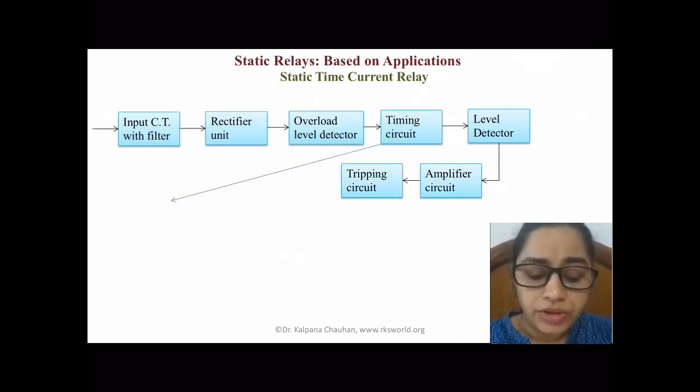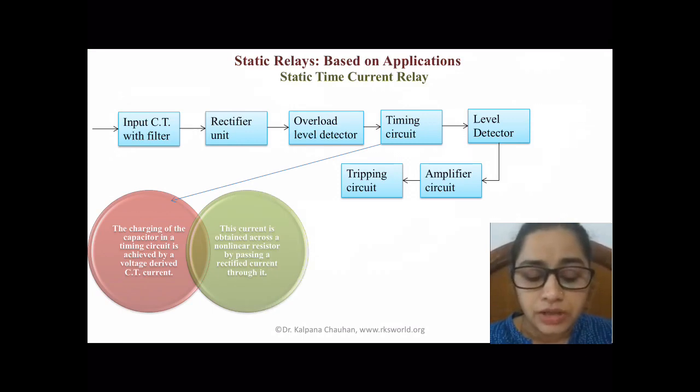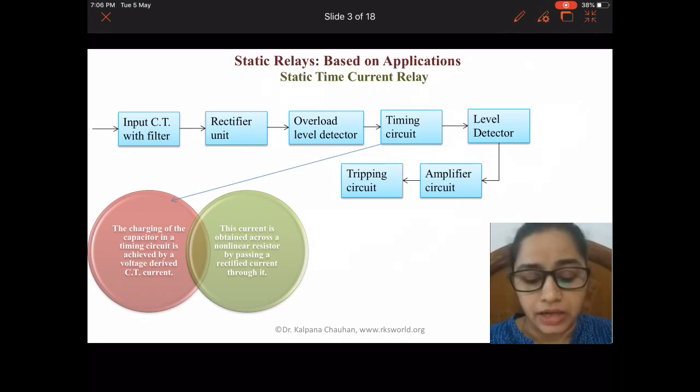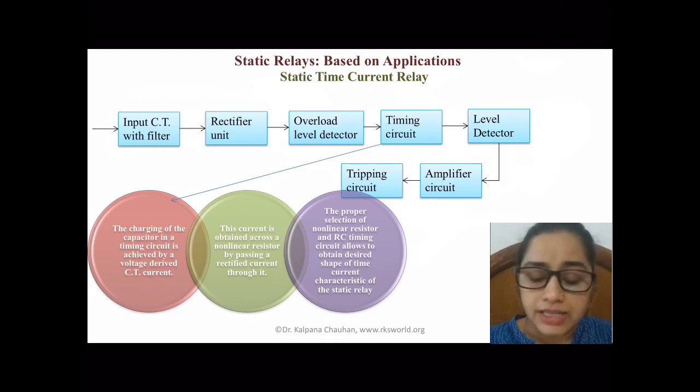The charging of the capacitor in the timing circuit is achieved by a voltage derived current transformer. This current is obtained across a non-linear resistor, as we said earlier, that is the RC circuit, by passing a rectified current through it. The proper selection of the non-linear resistor and RC timing circuit allows us to obtain the desired shape of the time current characteristics of the static relay.